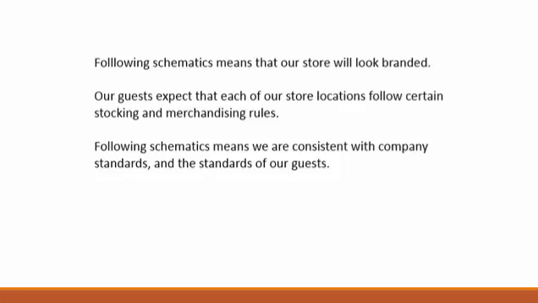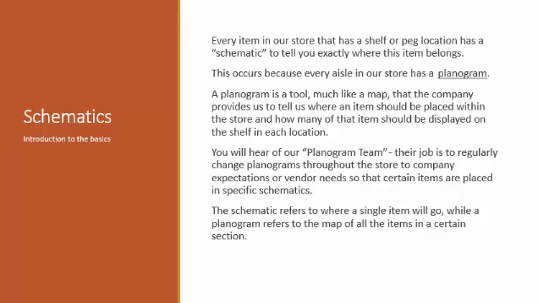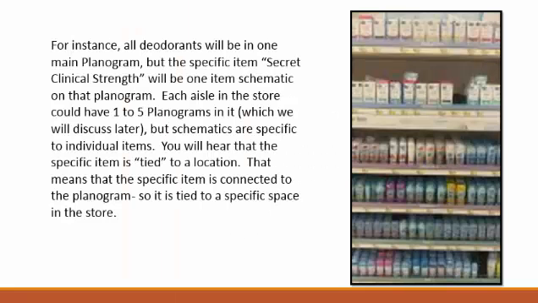We want to make sure our store looks branded, and this will make sure that we're upholding company expectations. Every single item in the store has a schematic number that corresponds with the specific location it belongs to in the store. This occurs because every single item in our store has a planogram, and a planogram is a map that will tell you exactly where every single item in the store needs to go. For instance, all deodorants are going to be in one main planogram, but the specific item, Secret Clinical Strength, is going to be in one specific space in that planogram.